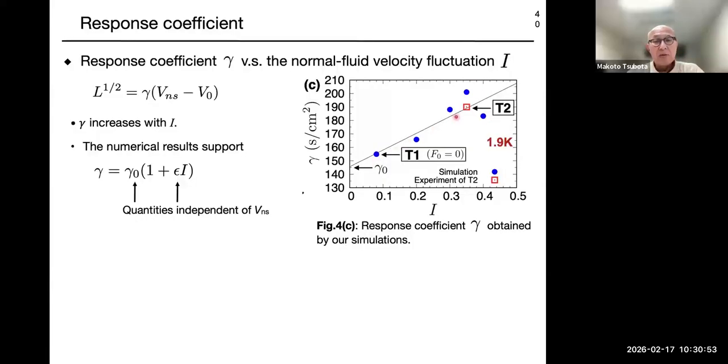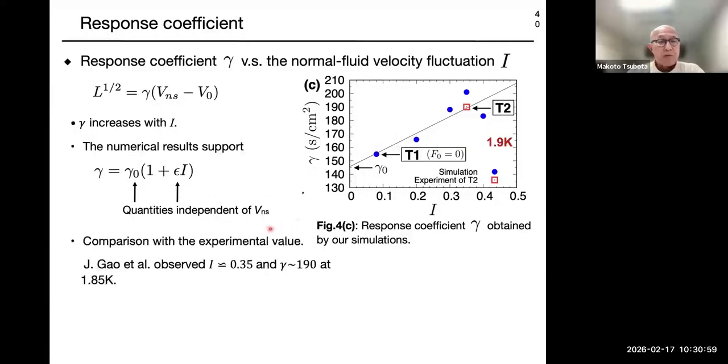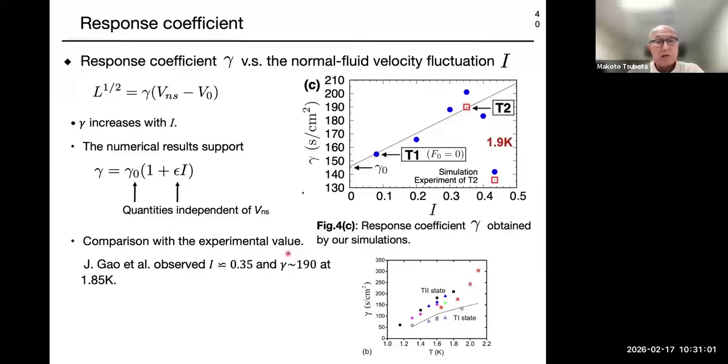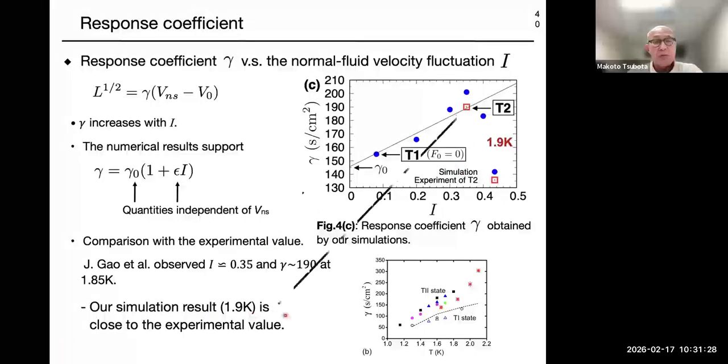Roughly speaking, this shows a linear relation. And for reference, please remember the Tokyo group's data. The Tokyo group observed I to be 0.35 and gamma about 190 at 1.85 Kelvin. So what I want to say is this is the Tokyo group's state. At 1.85 Kelvin, gamma is just smaller than 200. And our numerical simulation result is very close to this experimental data.